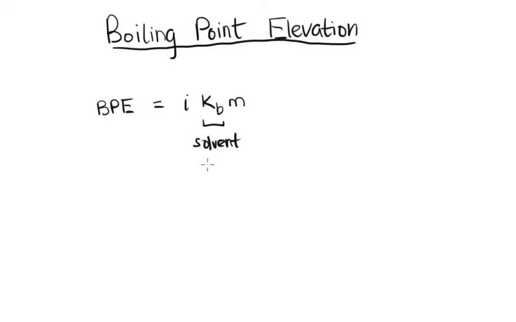So some general trends you can get here: the more particles in solution, denoted by i, you'll get a greater boiling point. This is a solvent thing, and for molality, the lesser amount of kilograms of solvent or a greater amount of solute, you'll get a greater molality and thus a greater boiling point elevation.